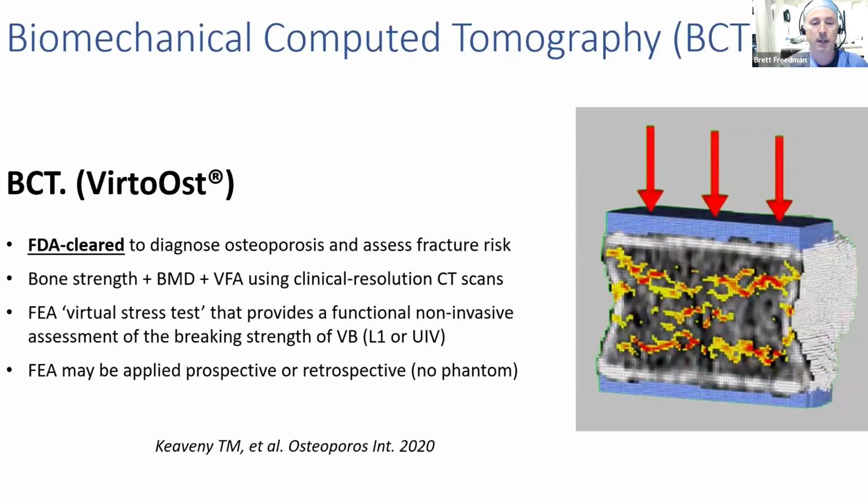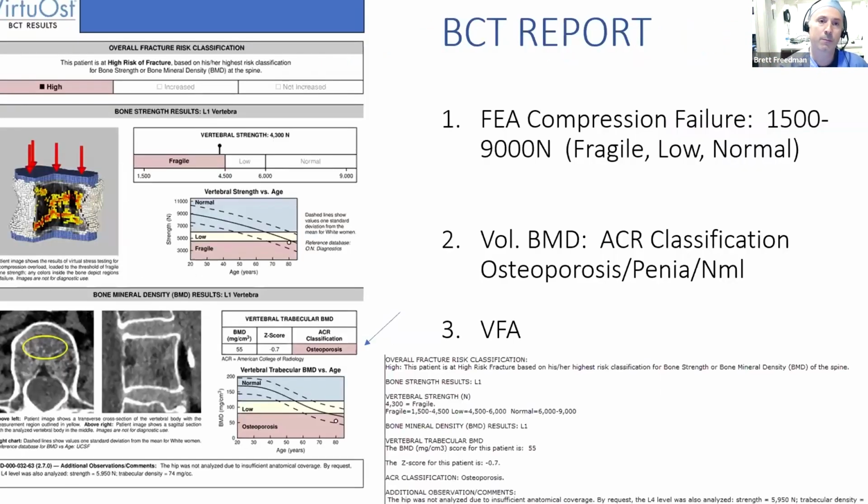I'll show you a couple examples here of what it looks like when they do it. Essentially, it's a finite element model of the bone. They simulate compressive loads that are within the human range, and they see when the bone would fail. And this is what the output of that test looks like. You send them in a CT. It's their normal anatomic CT, so you don't have to use a phantom or any kind of special protocol. You just send in your normal CT scan. It can't be contrasted, so a non-contrast CT, which is usually not a big deal for us.